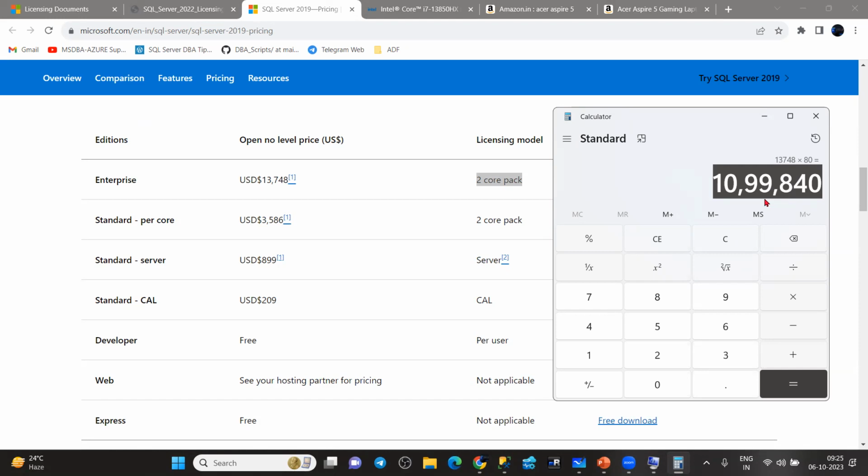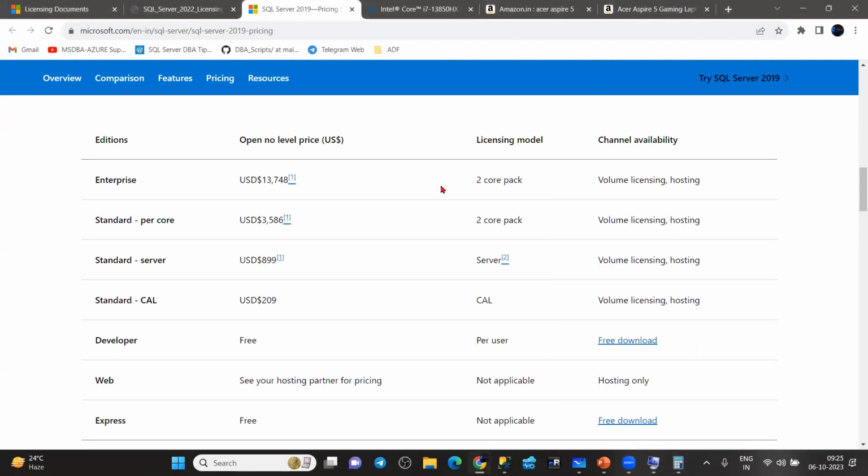Then if you go for 4 cores, double. 8 cores, 16 cores, 12 cores, then how much is Microsoft charging? I hope you understood. For enterprise edition, for two cores, Microsoft is charging this price, sir. This price Microsoft is charging.